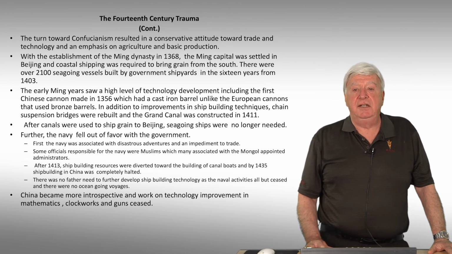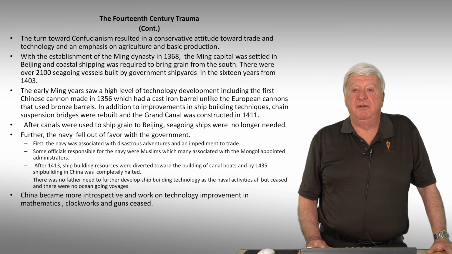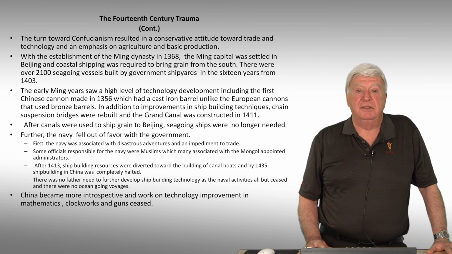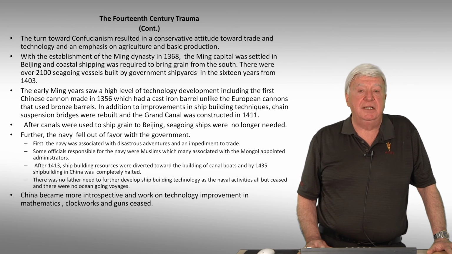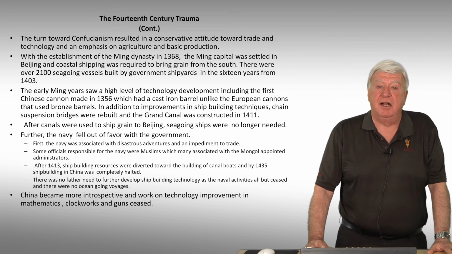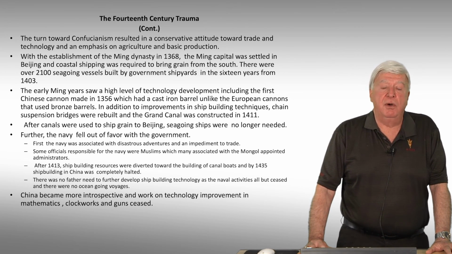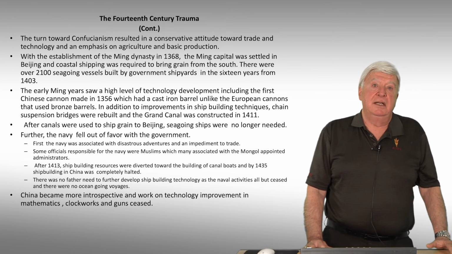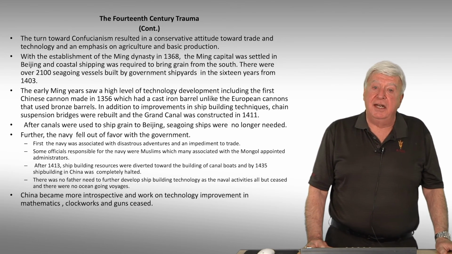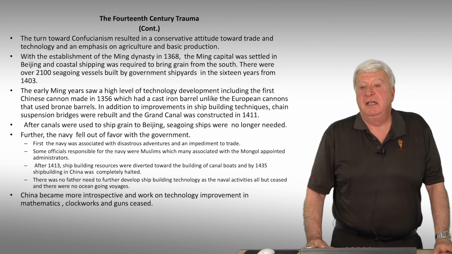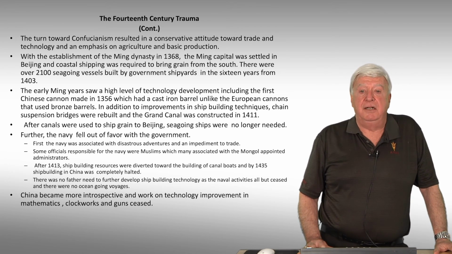After 1413, shipbuilding resources were diverted towards the building of canal boats, and by 1435, shipbuilding in China was completely halted. There was no further need to develop shipbuilding technology, as naval activities all but ceased, and there were no ocean-going voyages. We'll see what resulted from that. China became more introspective, and work on technology improvement in mathematics, clockworks, and guns ceased.